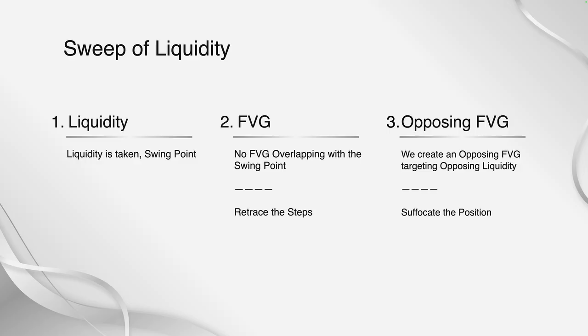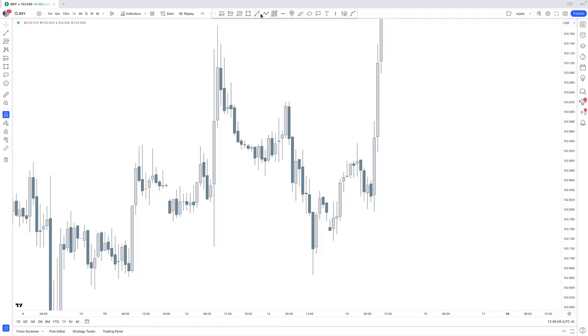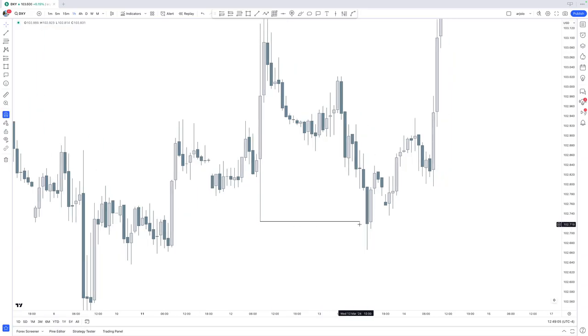So what does this then look like? Here we are on the dollar on the 1 hour time frame, and I want to go over this situation right here. We take out this swing point right there. So liquidity is taken right there. Do we have a fair value gap exactly overlapping with that low? No. Okay, that already is a little bit more suspicious.